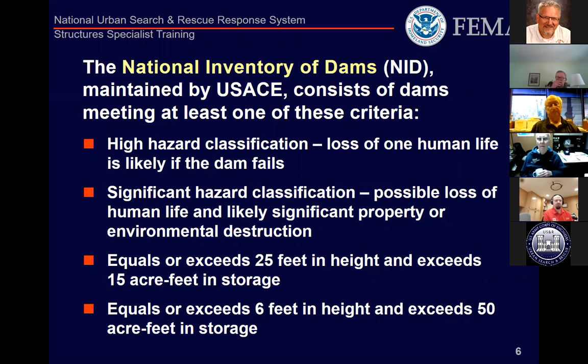Some people aren't familiar with an acre-foot of storage. 1 acre-foot is 1 acre of surface area, 1 foot deep. An acre-foot contains 325,000 gallons of water. 1,000 acre-feet is approximately 325 million gallons of water. So that's to try and get a scale of the volume metrics that we're talking about. Next slide, please, Mike.